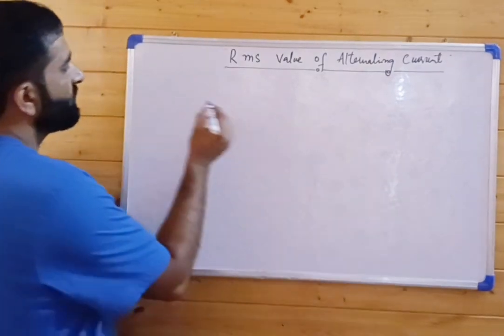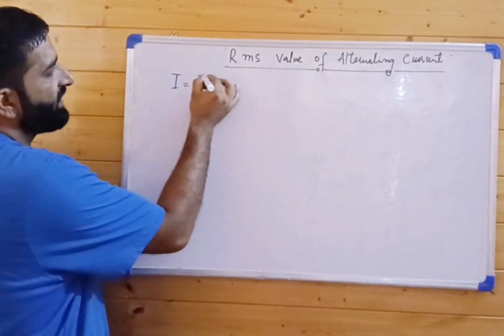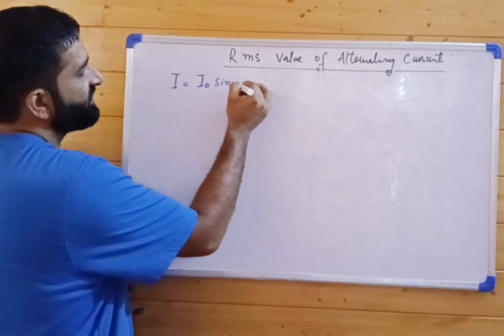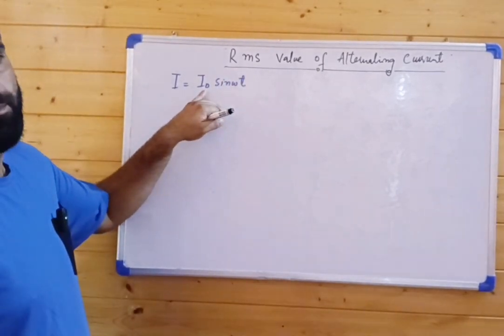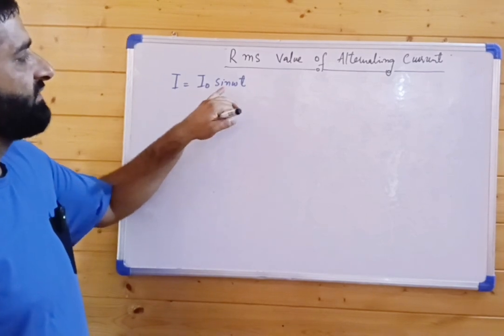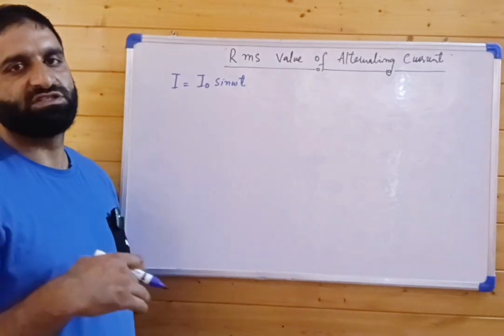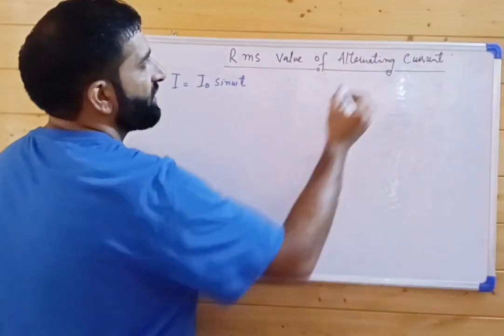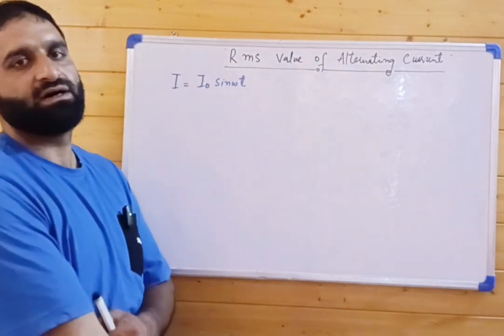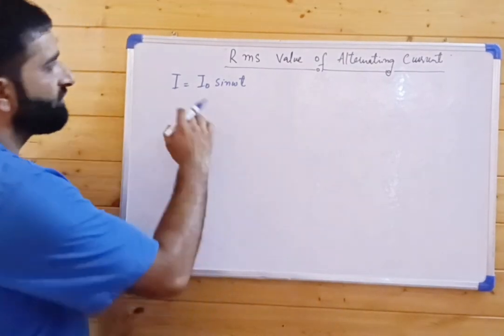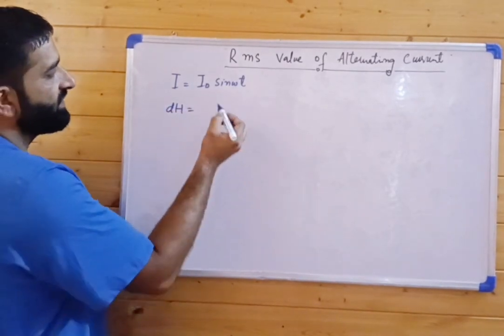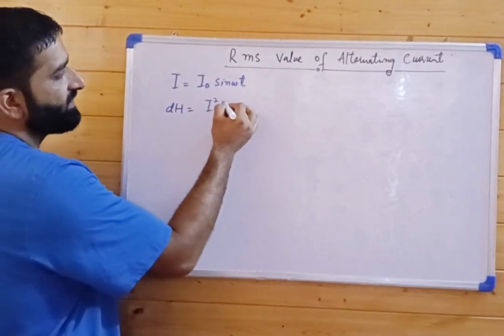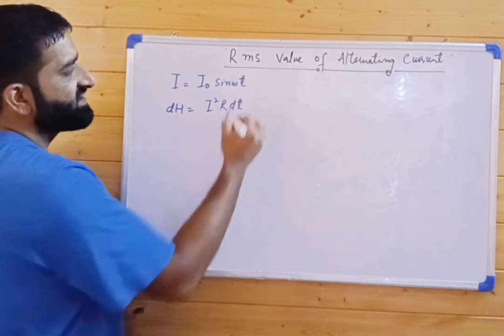Let us take I equal to I0 sine of omega t to be the instantaneous value of the current. I0 is the peak value or the amplitude of the current, and the waveform is sine, that is, the waveform starts from 0. For a small amount of time dt, let us take the alternating current to be constant. So for a small time dt, let dH be the heat produced. That dH will be equal to I squared R dt, where R is the resistance of the circuit and the time is dt.